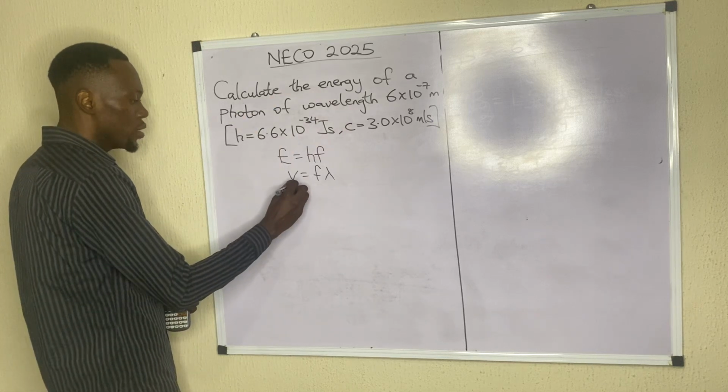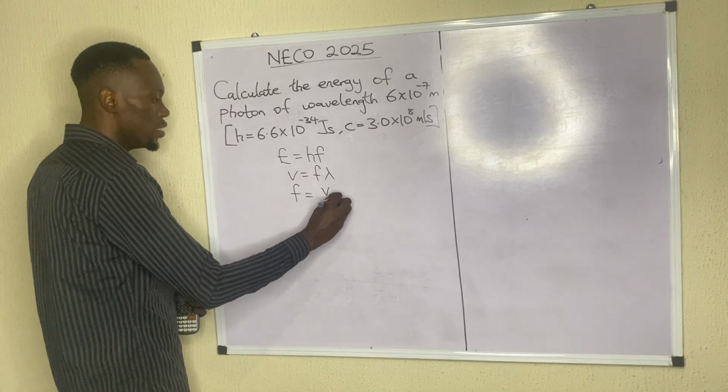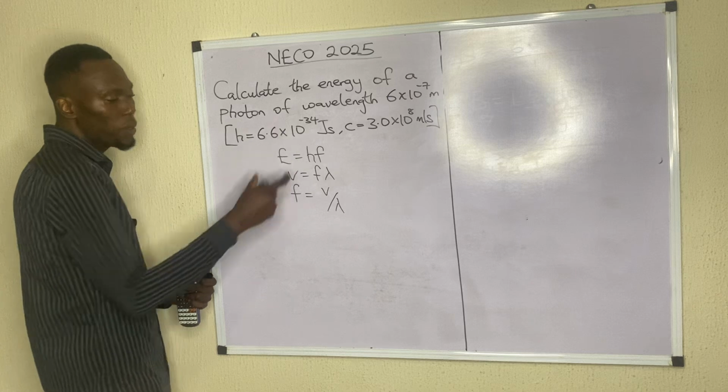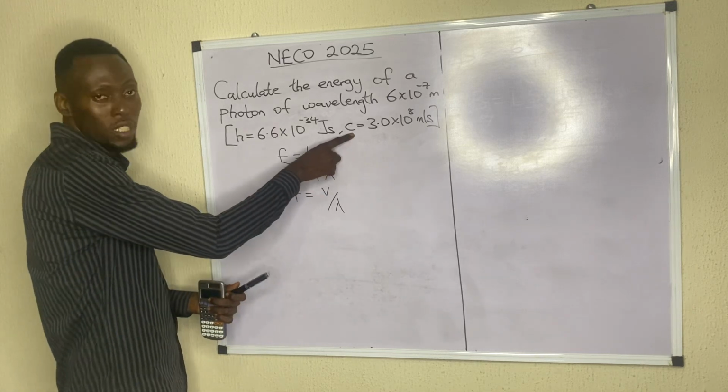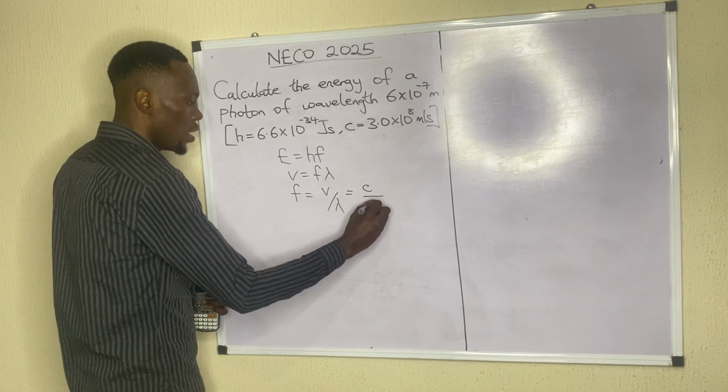So if I make frequency the subject of the formula, I will have v over lambda. That means the speed over the wavelength. For this particular question, the speed is denoted by c. So f is equal to c over lambda.